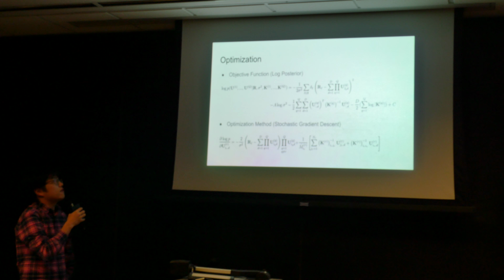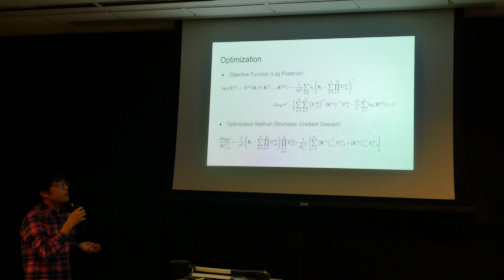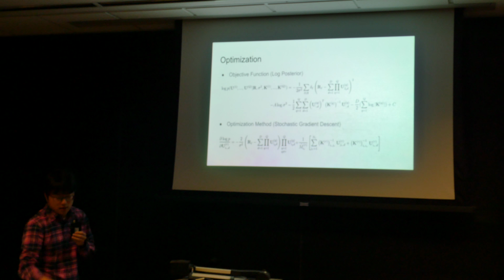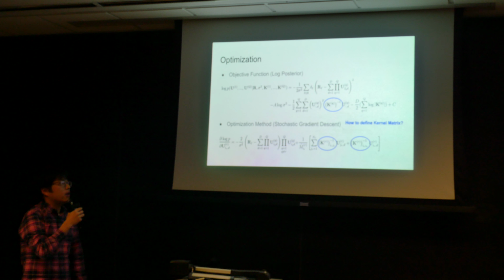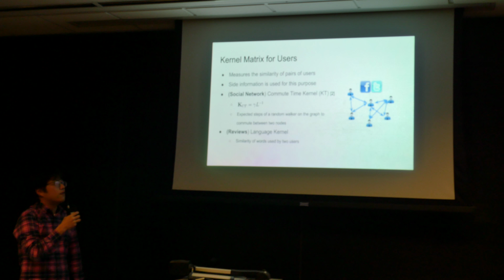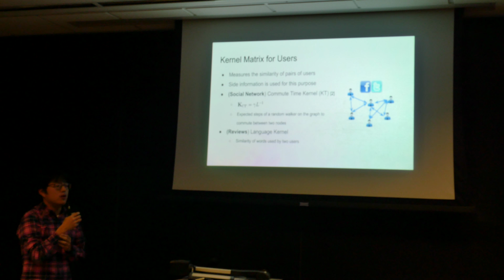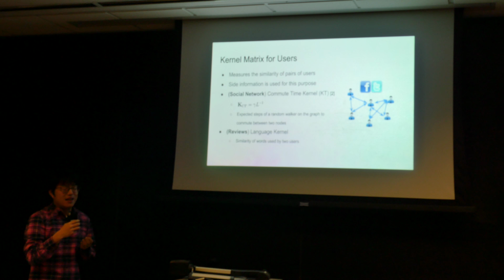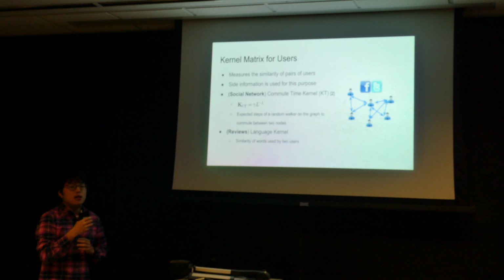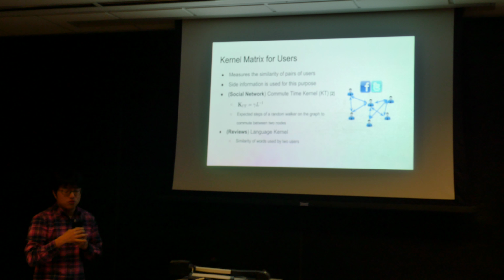So of course, the objective function is the log of the posterior probability, and we use stochastic gradient to maximize this. However, we still have a problem. How can we define the kernel matrix? So to define the kernel matrix for users, we use side information. From the social network, we compute the average commute time of nodes in a graph as a kernel function, and we also used language similarity of reviews that users wrote.